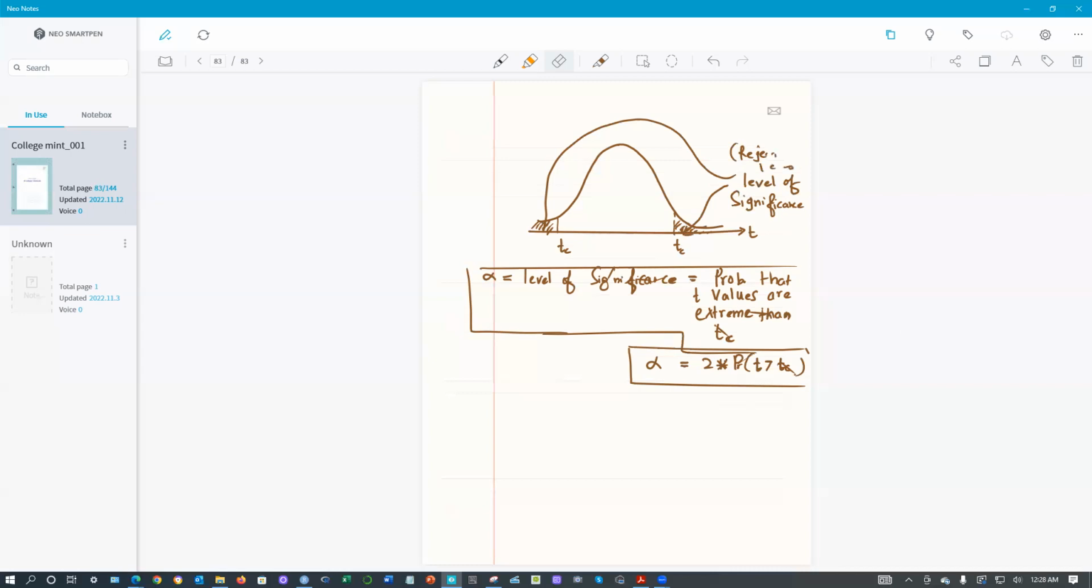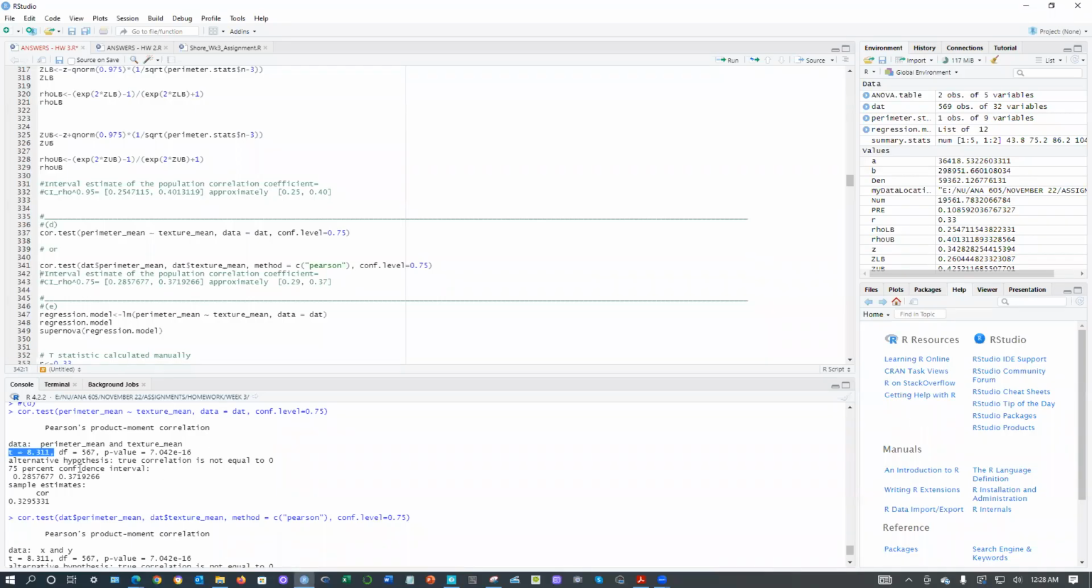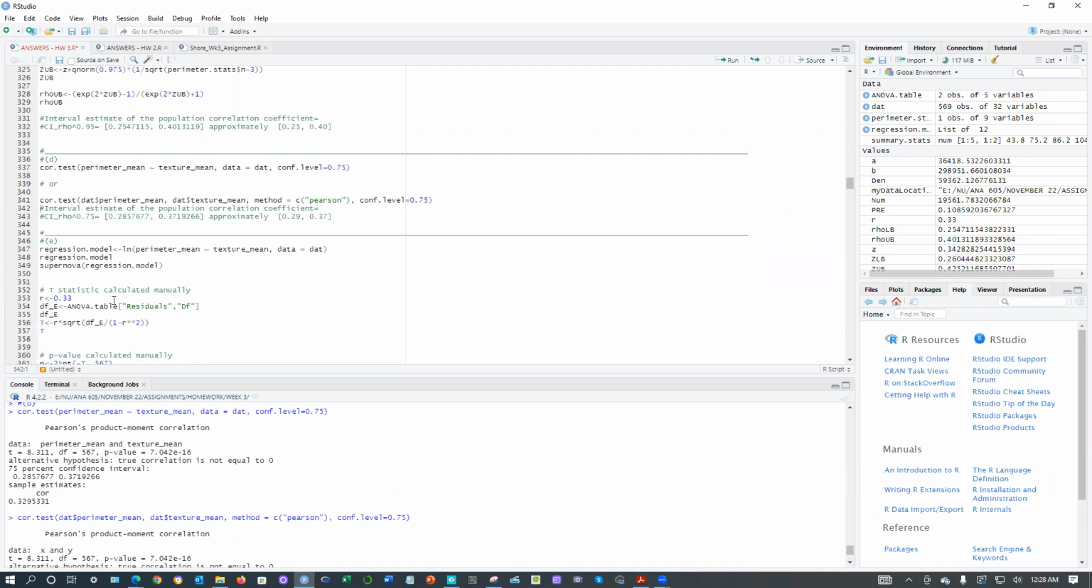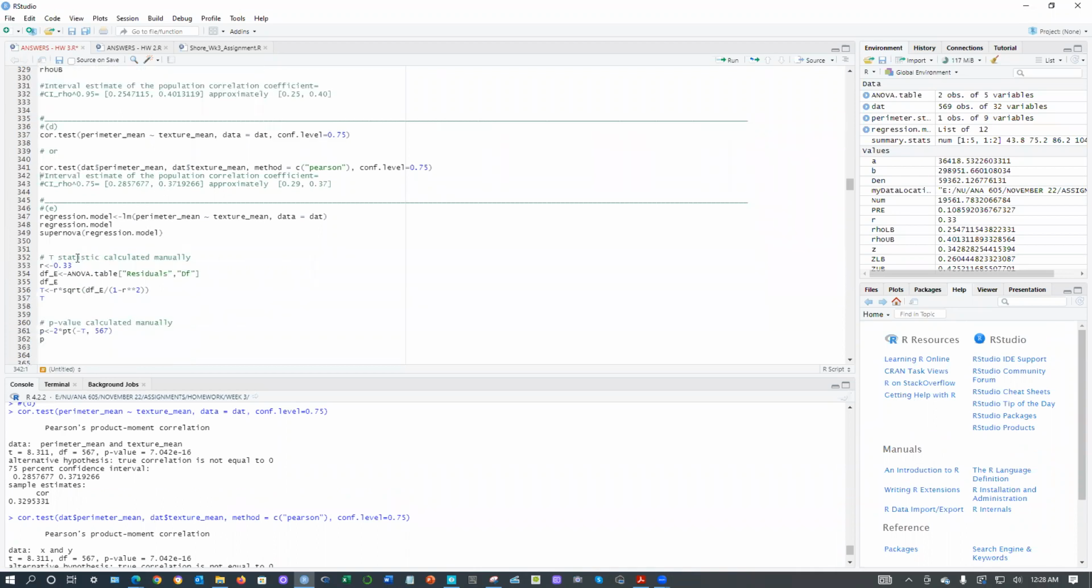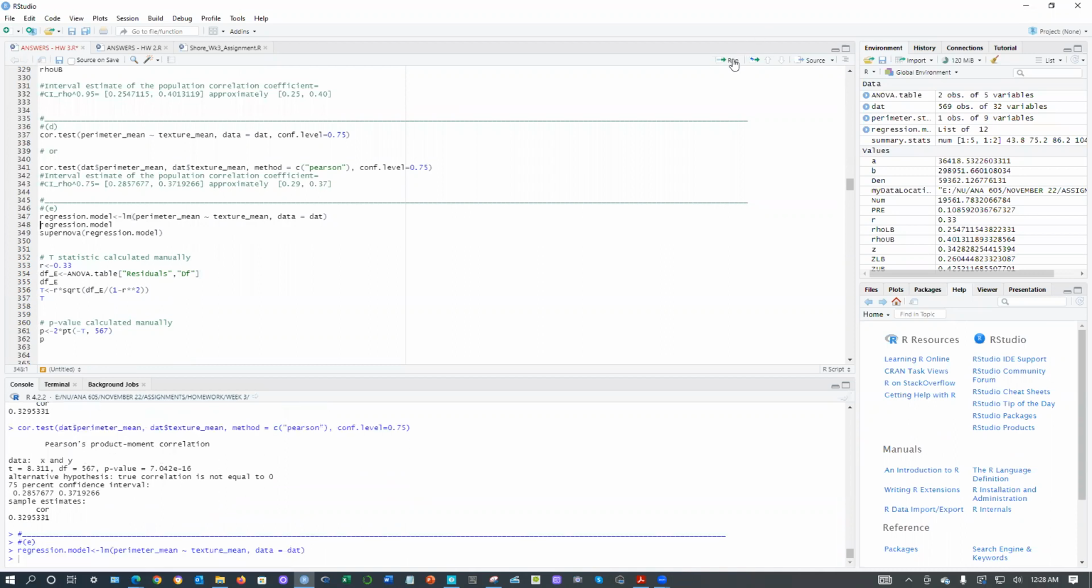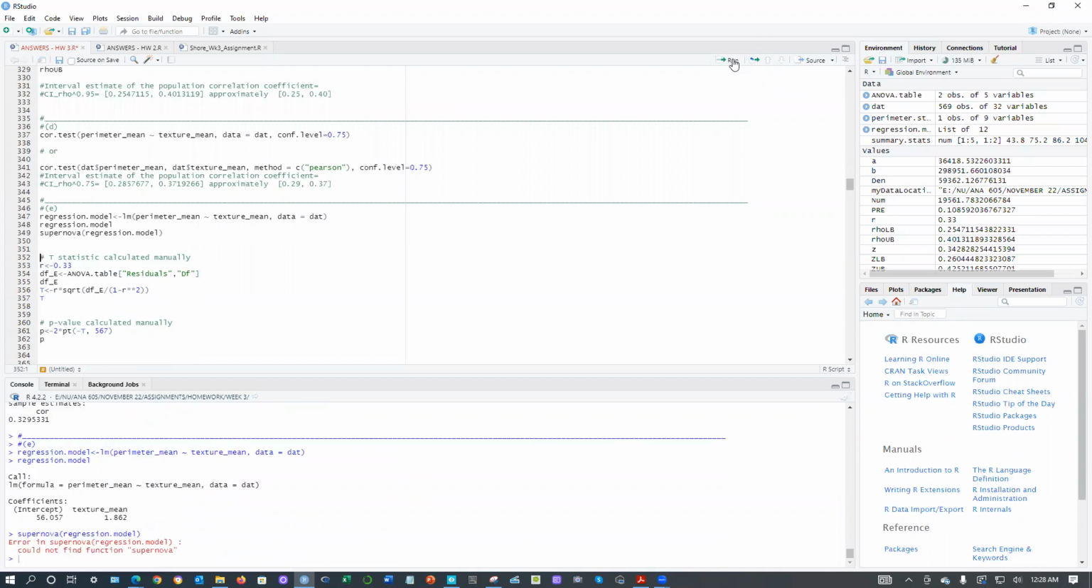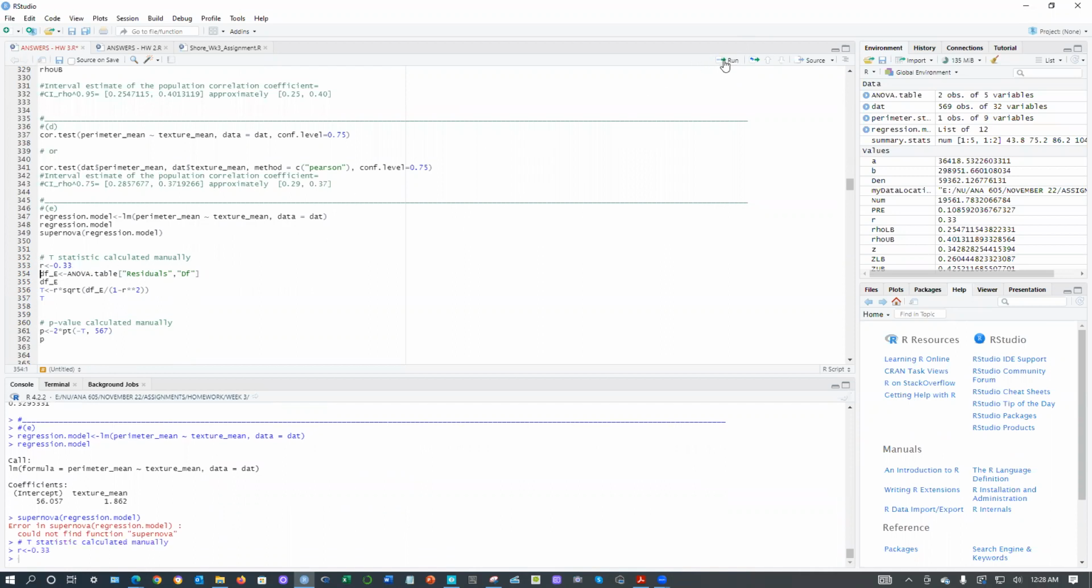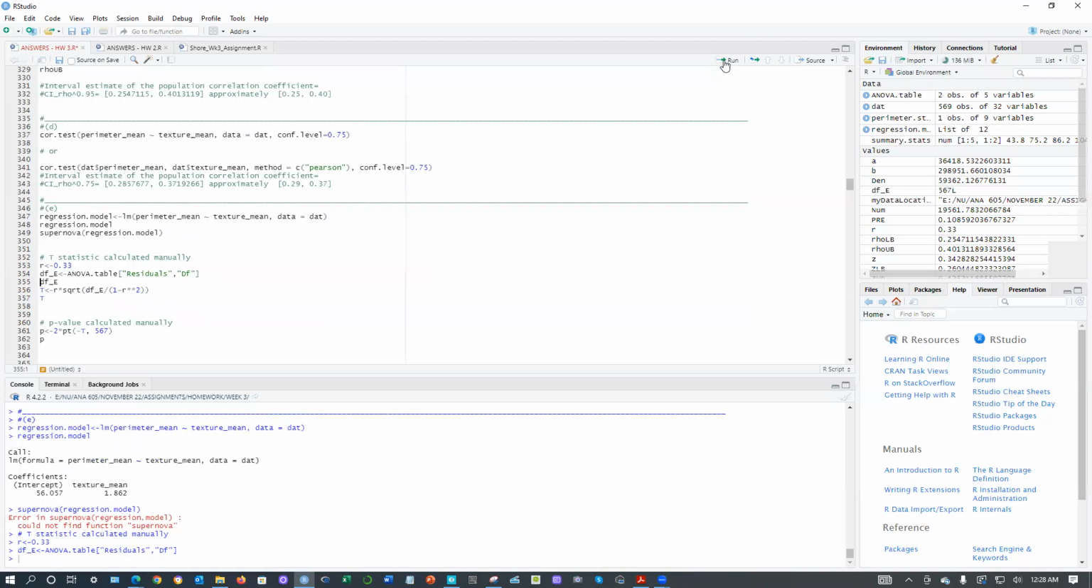Can we get all these values from the R here? Let's go back. We have that one on the printout. See, when you run, you have a T value, you have a P value. I'm going to get the degrees of freedom from that table. I'm going to run the ANOVA table. We already ran the ANOVA table earlier. So now, from the ANOVA table, I'm going to get the degrees of freedom.